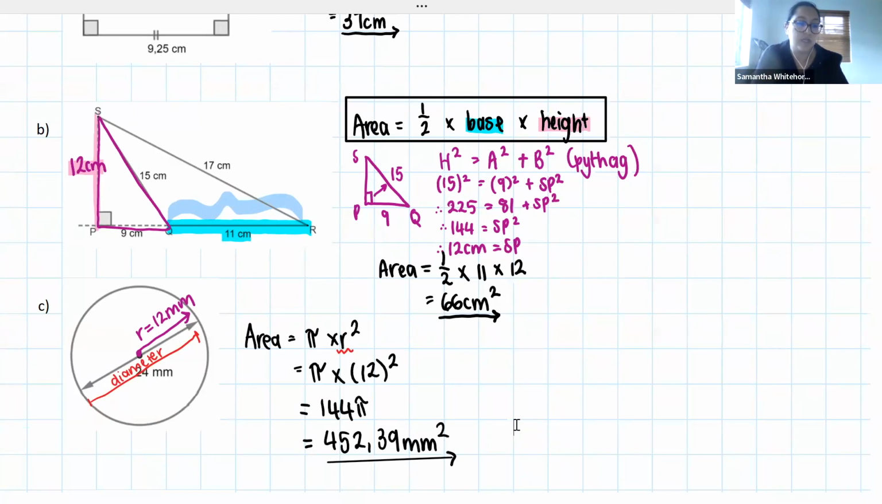Right, whoopsie daisies. So those of you that used 24, you are using the incorrect dimension. It has to be the radius. Okay, so guys, let's take our screenshot.